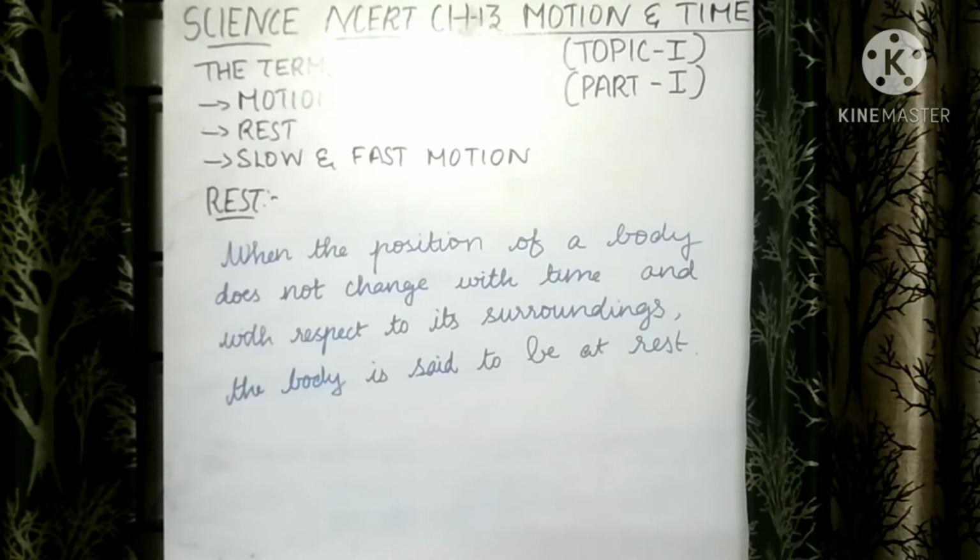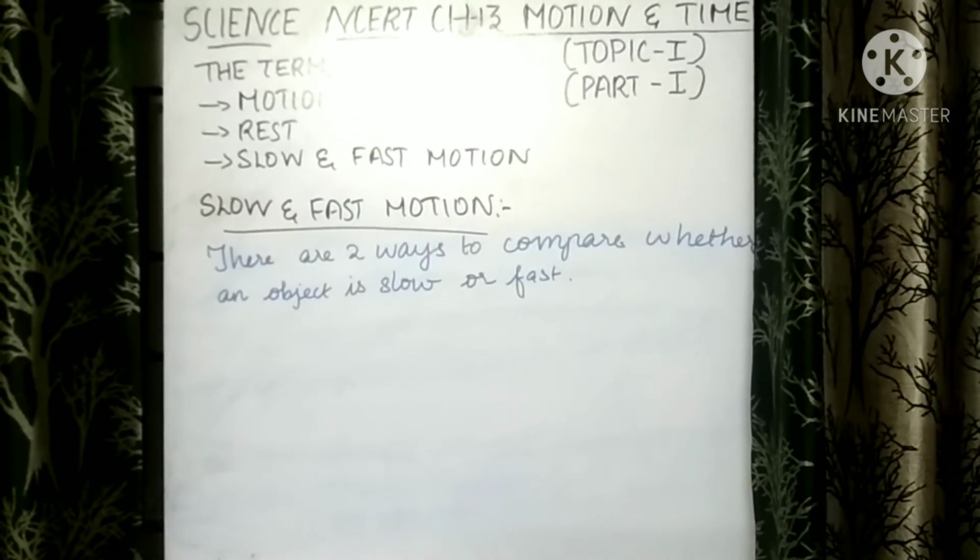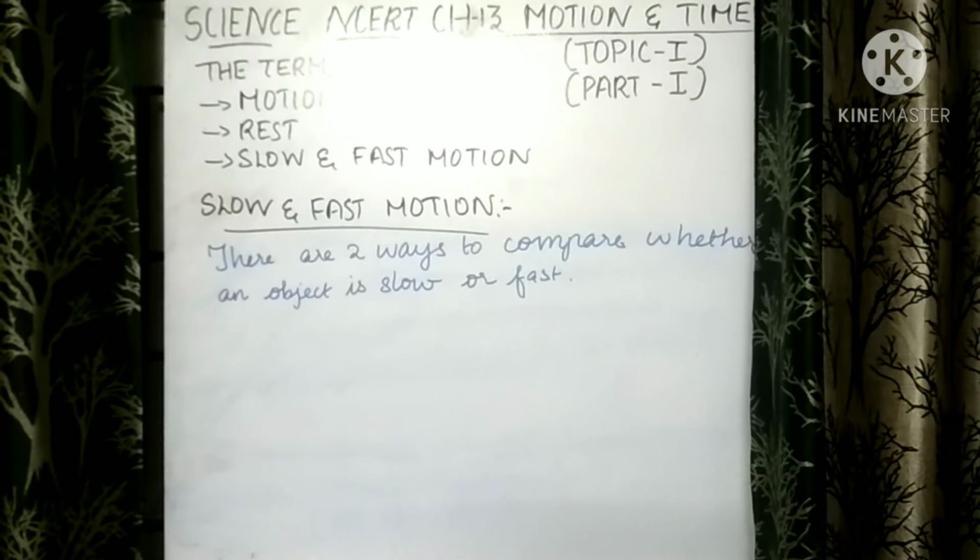Now let's go to the next term, slow and fast motion. So students, if I make you stand on a road and leave two cars in front of you, and I let them start in a straight line, after some time I let them stop and ask you the question: which one was faster? Will you be able to answer that question? Yes. Because the one who is ahead of the other is the fastest, and the next one is the slowest. You can all say that easily. So there are two ways to compare whether an object is slow or fast. Let's see the two ways.